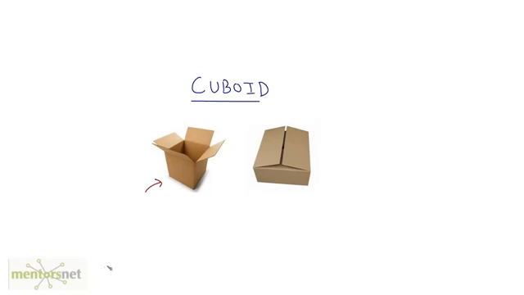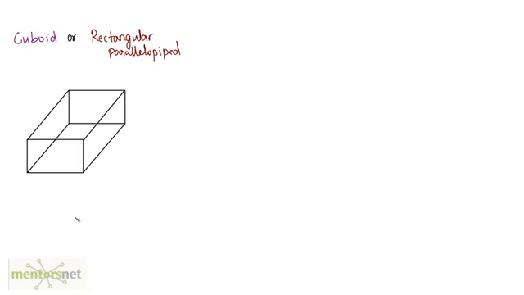So let's see what formulas we've got for cuboids. A cuboid is also known as a rectangular parallelepiped, or in other words, you can also call it a rectangular prism. So a cuboid has a length, a breadth, and a height, similar to a cube. We are going to look at three formulas related to a cuboid, which help us to calculate volume, surface area, and the length of the diagonal.